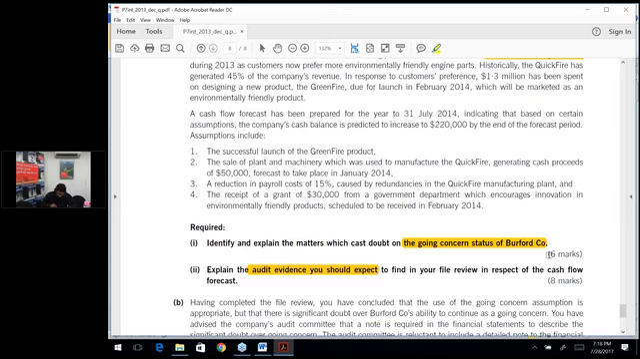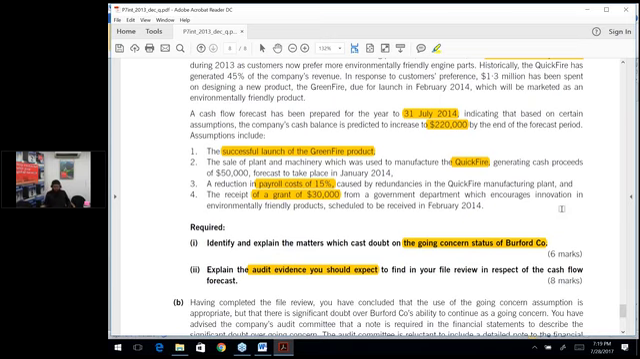It says the cash flow forecast has been prepared for the year to 31st July 2014, indicating that based on certain assumptions, the company's cash balance is predicted to be 220,000. What are those assumptions? Successful launch of the Greenfire product, sale of plant and machinery used to manufacture Quickfire, generating cash proceeds of so and so, a reduction in payroll costs of 15%, and receipt of a grant of 30,000 from a government department which encourages innovation in environmentally friendly products, scheduled to be received in February 2014.